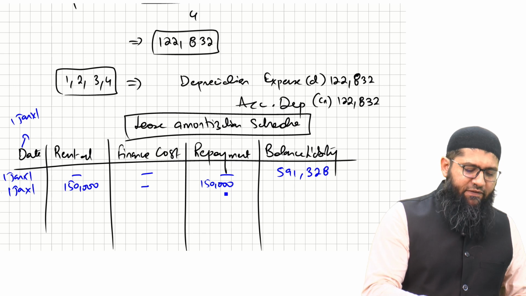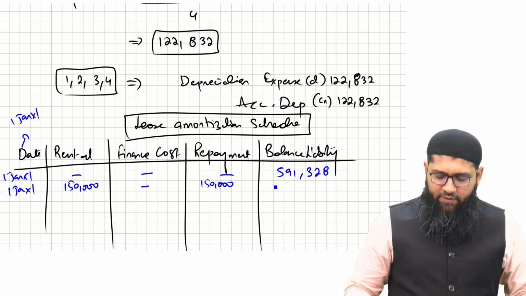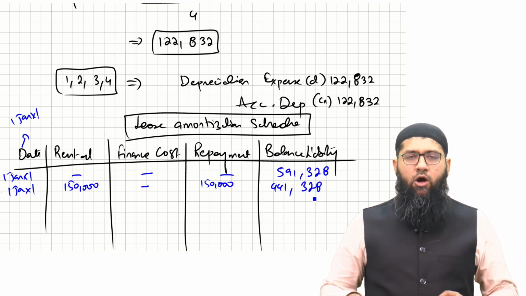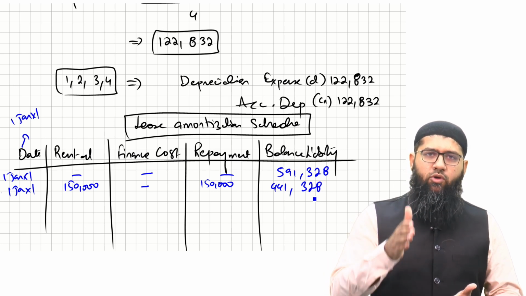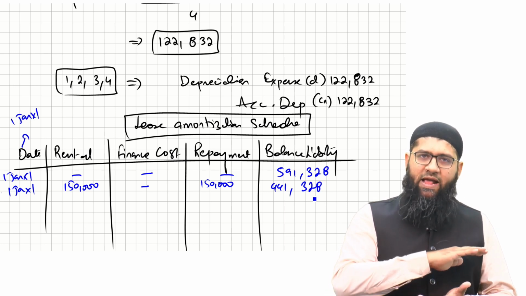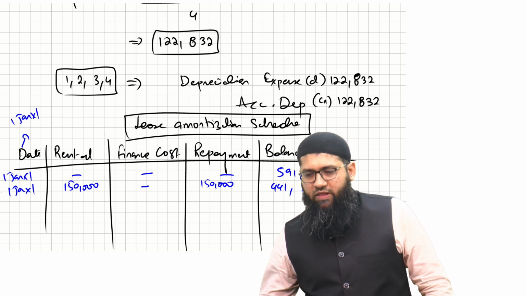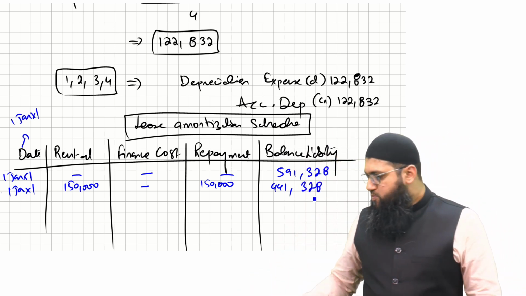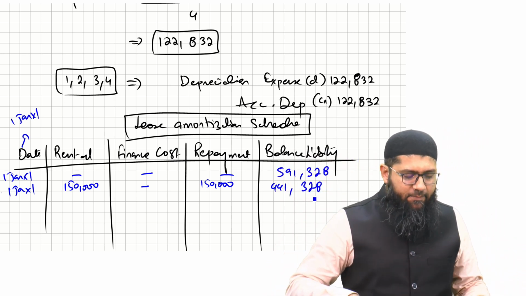Basically 591,328 was the opening liability, and then the liability over here is going to be 441,328. Now, what has actually happened? The day you entered into the lease, the same day you paid the rental, so those rentals were actually offset against the lease liability without any allocation to the finance cost, because no time has passed on the liability.